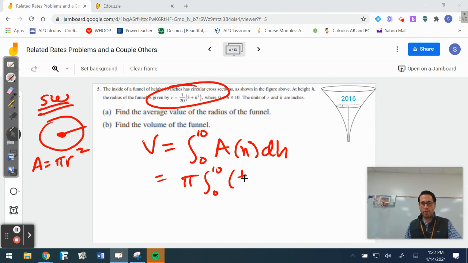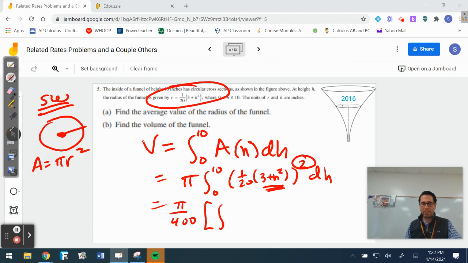So r is 1 over 20 times (3 plus h squared) dh. If I square that, I get 1 over 400. So I'm going to bring that all the way to the outside, right, class? And then I'm going to have (3 plus h squared) squared, which simplifies to 9 plus 6h squared plus h to the fourth, dh, and then I have to find the antiderivative of all that, over 400.